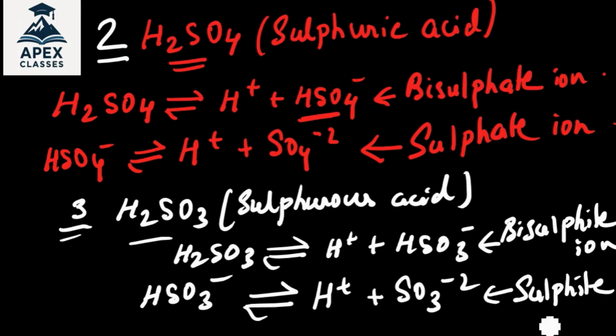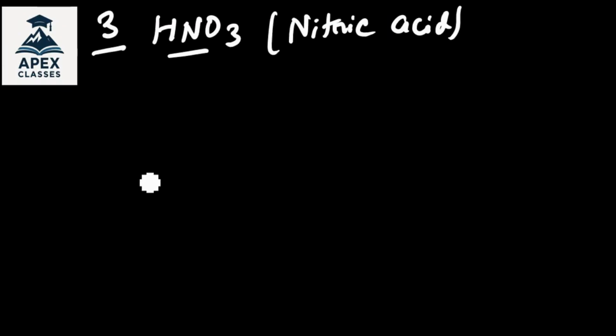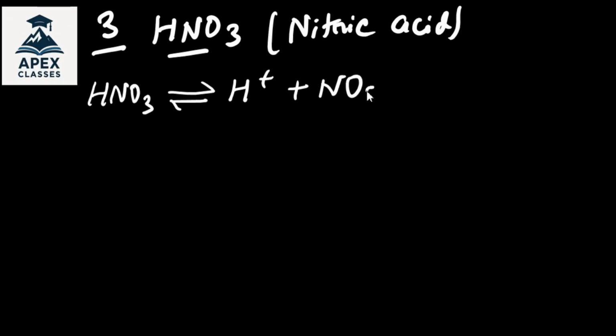Okay, next acid we will be discussing is nitric acid. See how it will split the same way sulfuric acid did. Nitric acid, HNO3, will split up as H plus and NO3 minus 1. Now this NO3 minus 1 is the nitrate ion.